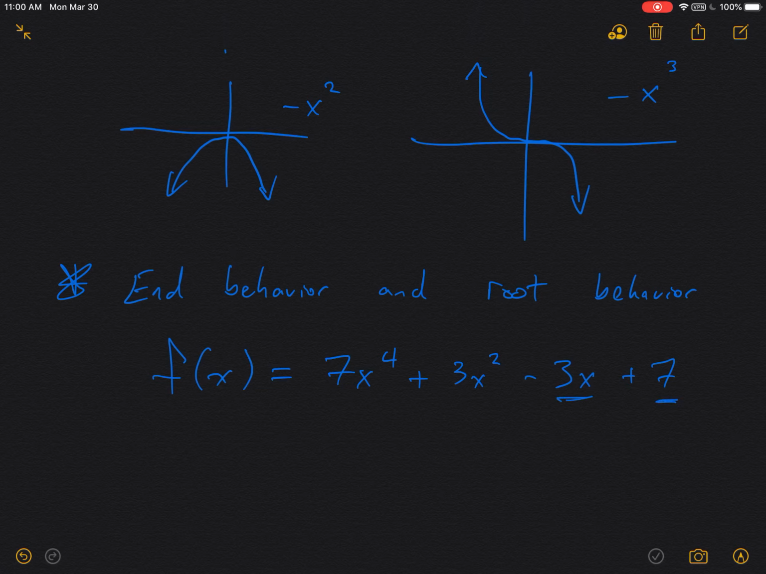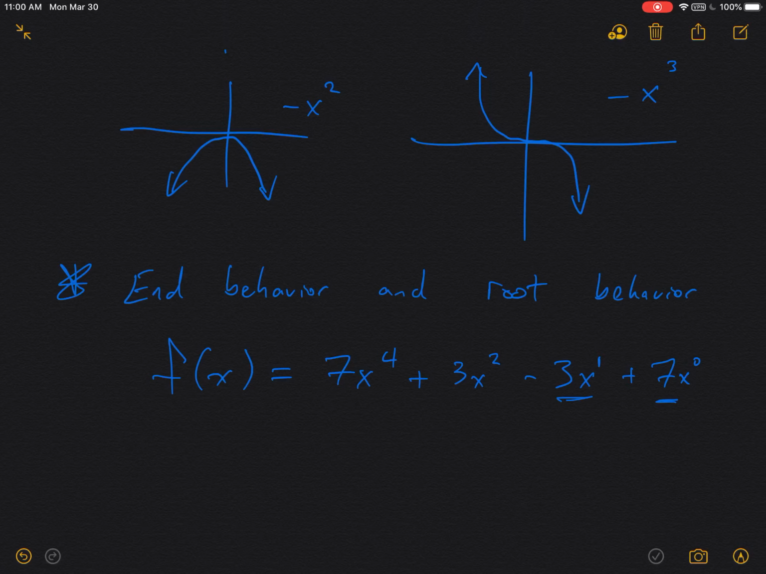Notice that these last two terms are also powers of x in a sort of weird way. x is just x to the first power, and then 7 can be multiplied by x to the 0th power, because remember, anything to the 0th power is just 1. So this really is just a descending set of multiples of powers of x.